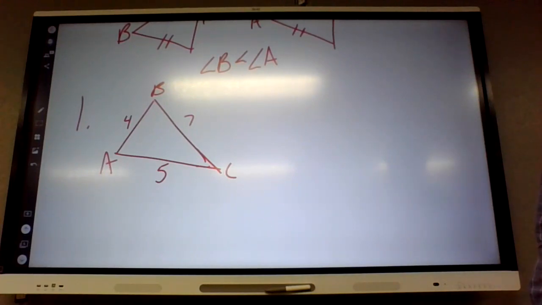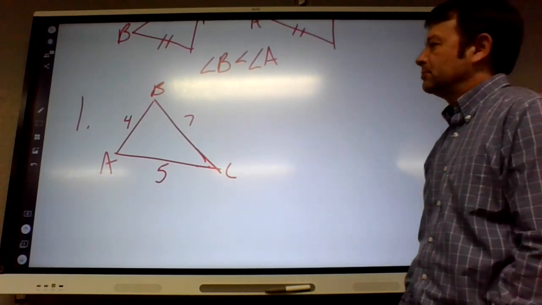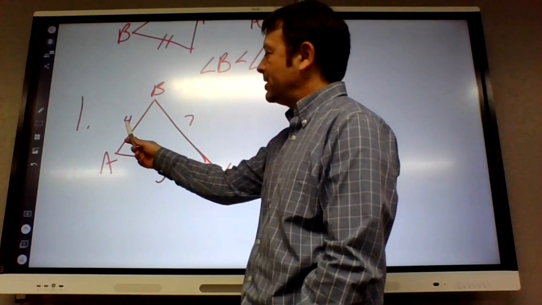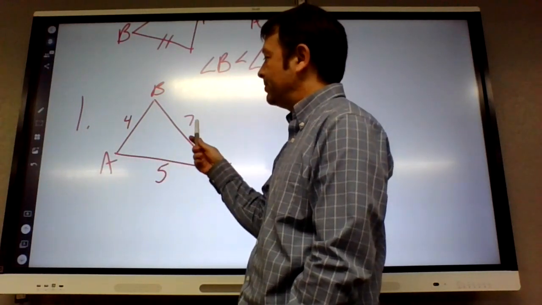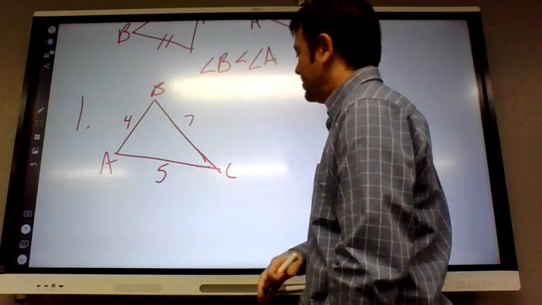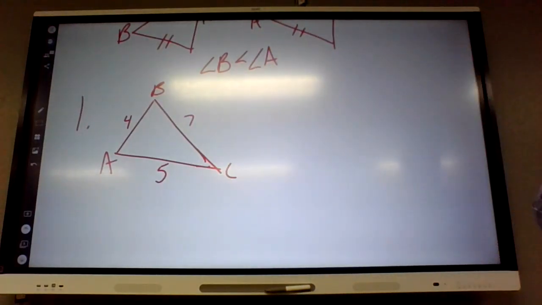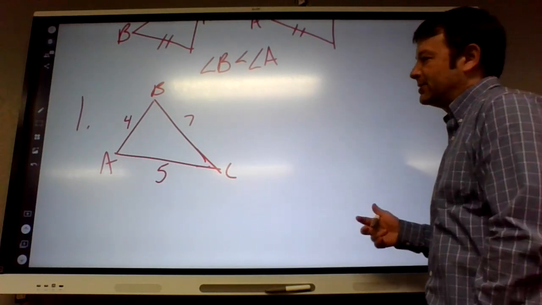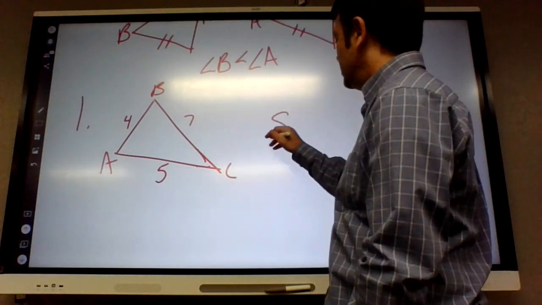Now, is that a possible triangle? Yeah. The two smaller sides together, 4 and 5, are bigger than the other side. 4 plus 5 is bigger than 7. So it is possible to have that triangle. So in this case, we're just supposed to say what kind of triangle it is based on the sides. Scalene.